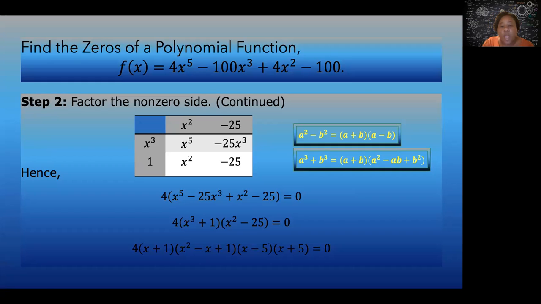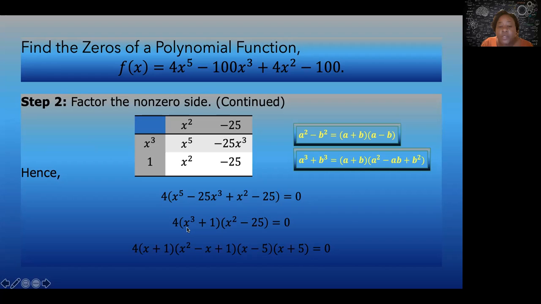But we want to recall that x squared minus 25 is a difference of squares, where a squared minus b squared equals a plus b times a minus b. So that implies that we can rewrite this as x minus 5 times the quantity x plus 5.